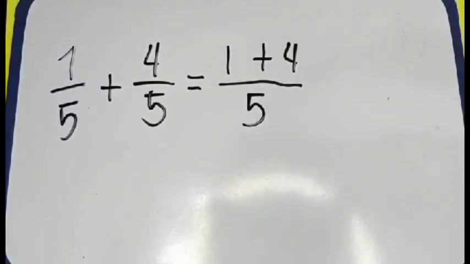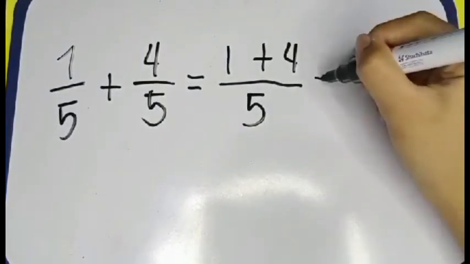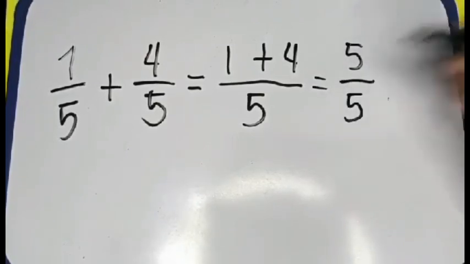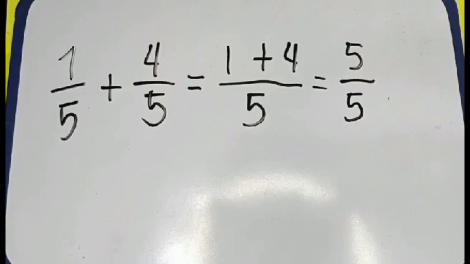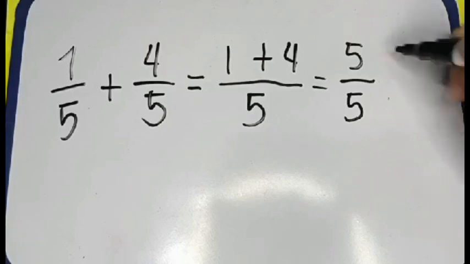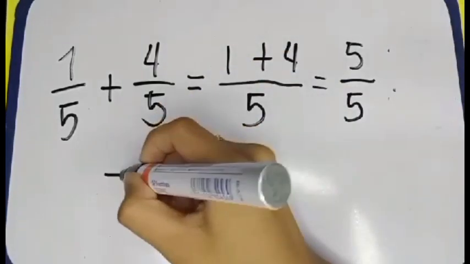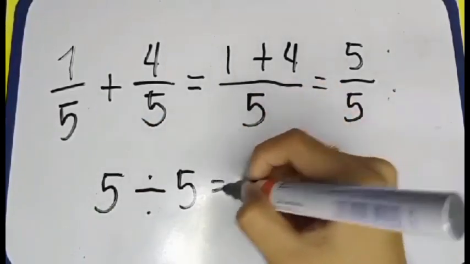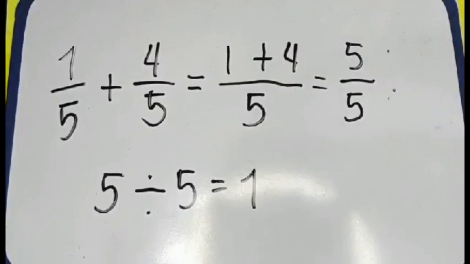So, 1 plus 4 is equal to 5. Then, yung denominator natin ay 5 pa rin. So, now, we have 5 over 5. And always remember na our final answer should always be simplified if possible. So, yung 5 over 5 ay pwedeng masimplify by simply dividing itong dalawa. So, 5 divided by 5 is equal to 1. And that will be our final answer.